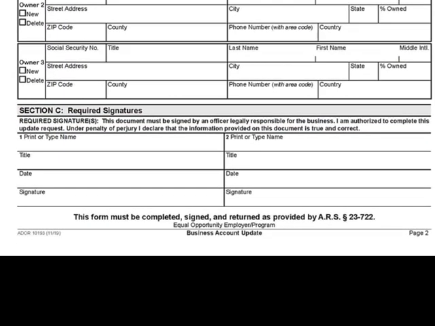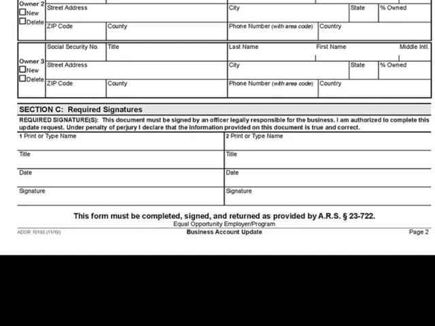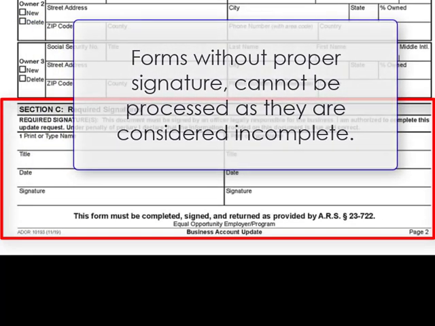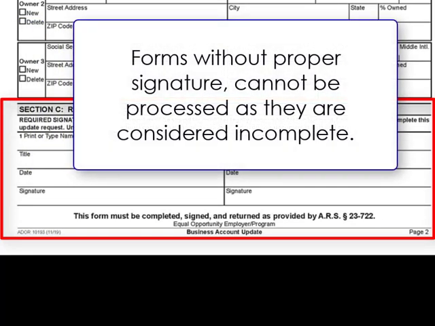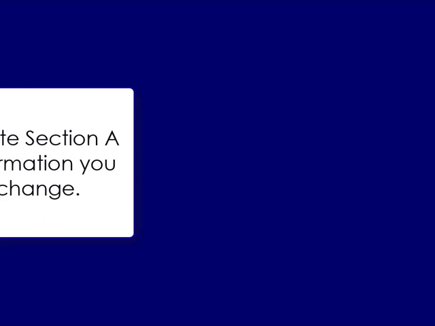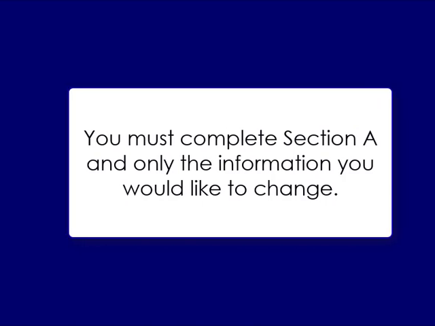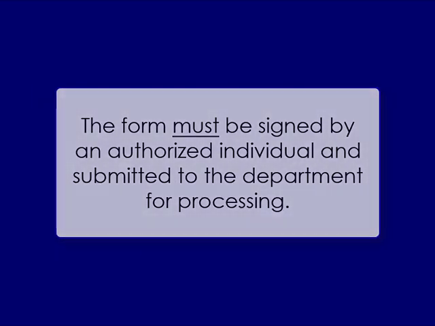In order to make any of the changes noted above, this form must be signed by an authorized individual as notated in your license information. Forms without proper signature cannot be processed as they are considered incomplete. And that's it. That's the BAU form. To summarize, you must complete Section A and only the information you would like to change. Then the form must be signed by an authorized individual and submitted to the department for processing.